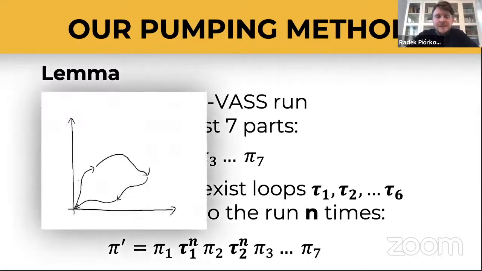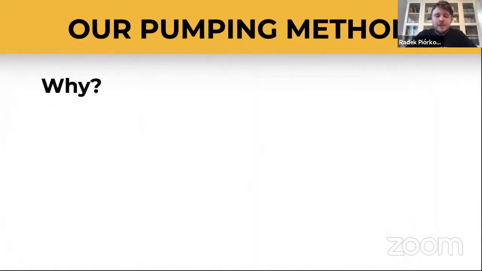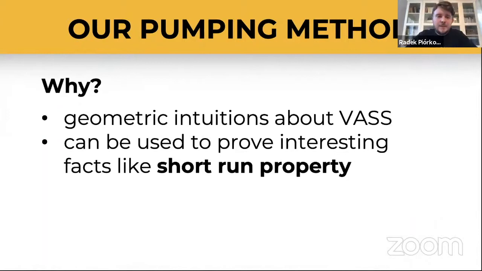The intuition is that now we have many places in the run, and in those places we insert some loops. And our pumping is more or less like pumping a balloon. It happens in 2 dimensions. Something about our motivation.